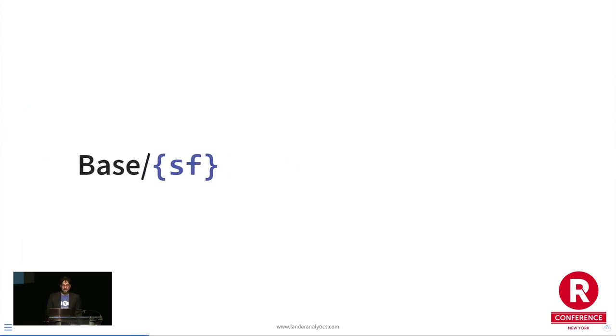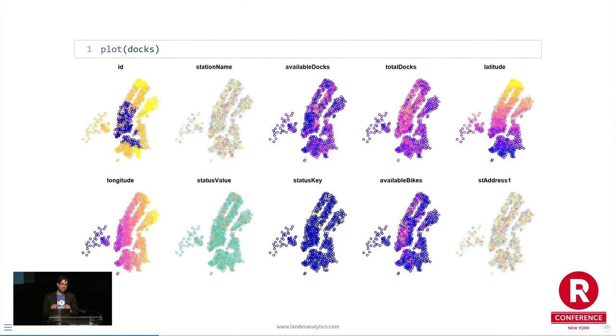So first, we will plot using base plotting and the SF package. And if you just say plot of the docs, it makes a separate plot for each column of data. It gets the X and Y from the geometry column and then color codes it according to a specific column. And it makes a small multiple for free. You don't need to do anything cool.